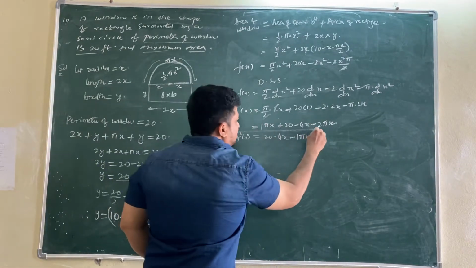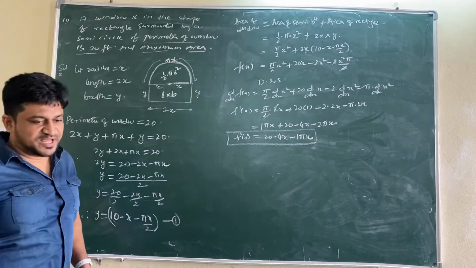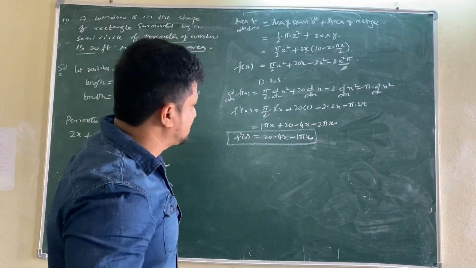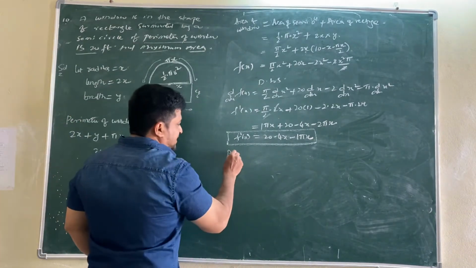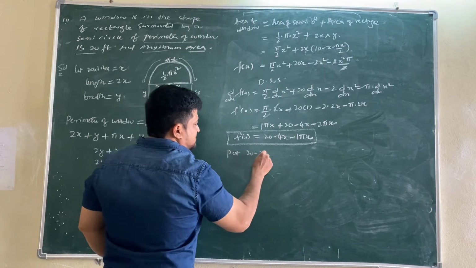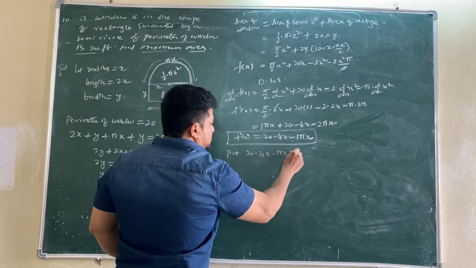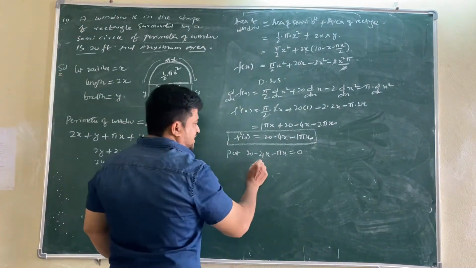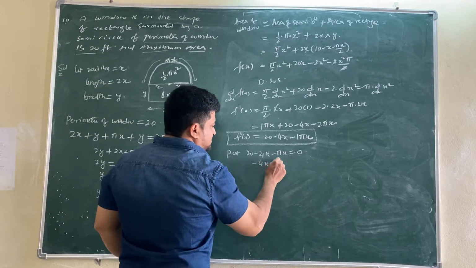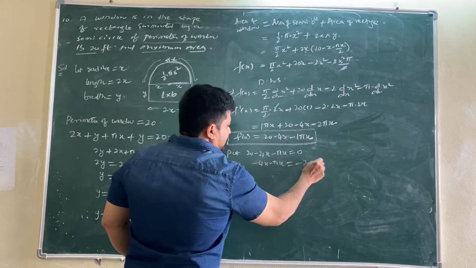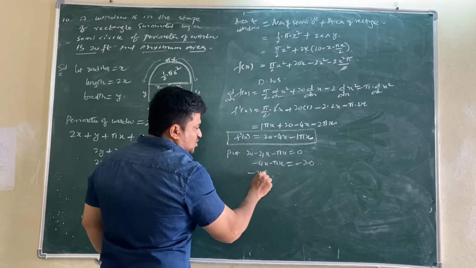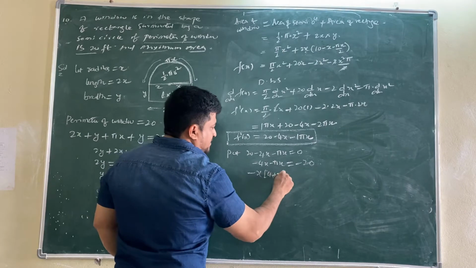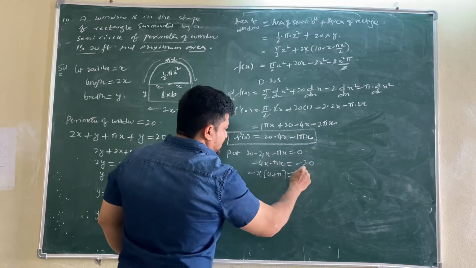After f of x, what will we do? We'll find f dash of x. Then after getting f dash of x, what will we do? Yes, we'll put 20 minus 4x minus pi x equal to 0. The x terms on the left side are minus 4x minus pi x, and this is minus 20. Taking minus x common, 4 plus pi equals minus 20.